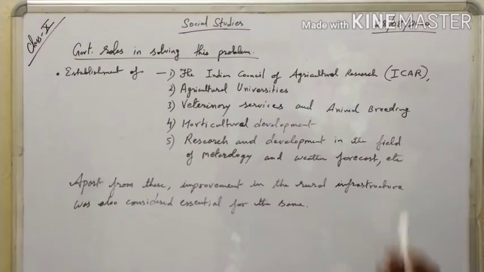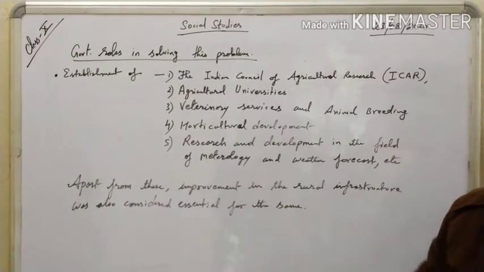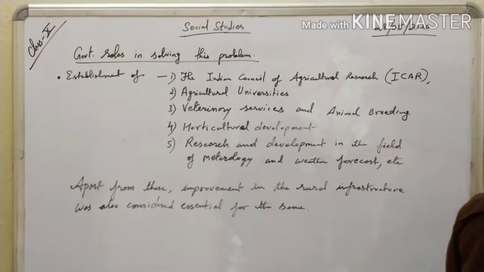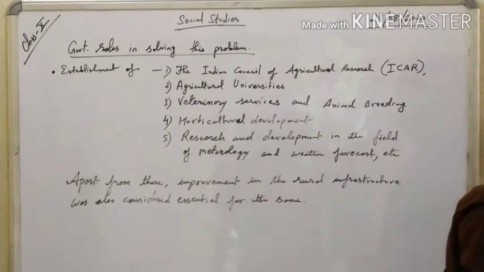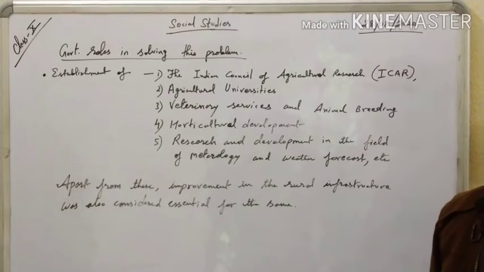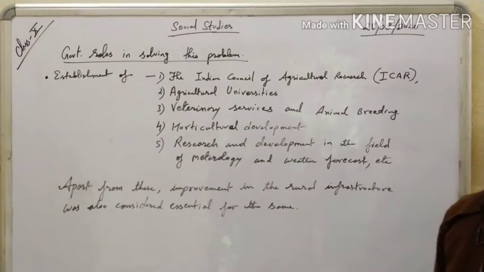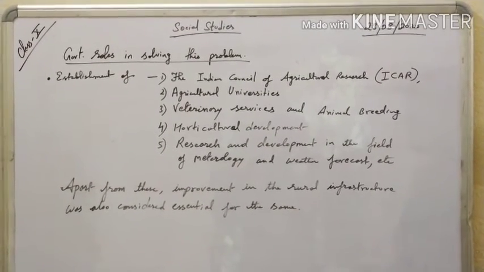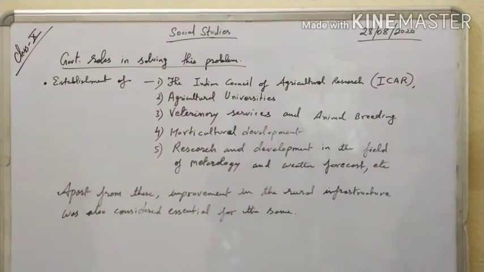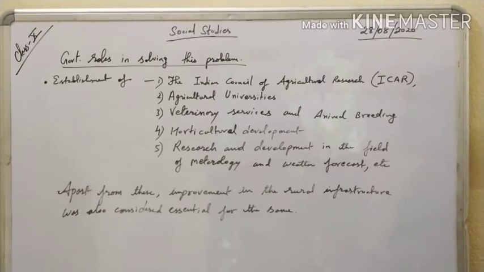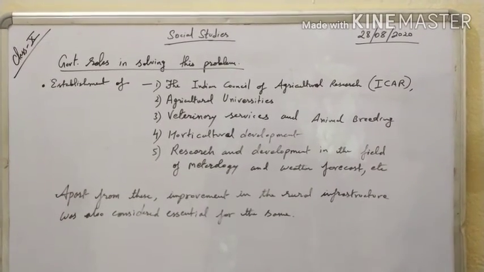So in this time, before the monsoon comes, the farmer will be informed with the help of technology, and they will come to know that at this time the monsoon is going to come. So accordingly, they will plan for their agriculture. Now, apart from all these, improvement in the rural infrastructure was also considered essential for the same.